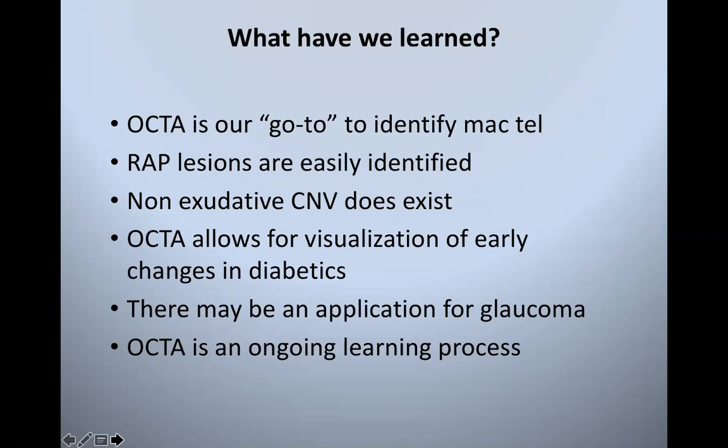We may be able to see early changes in diabetics using OCT angiography, which I'll show you. There may be applications in glaucoma when we look at actual blood flow in the back of the eye, and we're looking at the deep retinal plexus and what could affect that and not the superficial. Maybe that has something to do with feeding the nerve fiber layer. And it's an ongoing learning process, obviously.